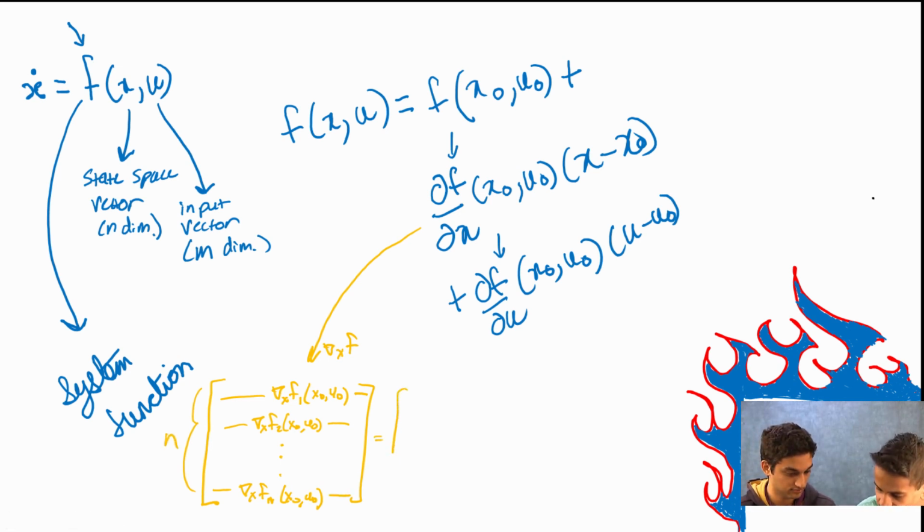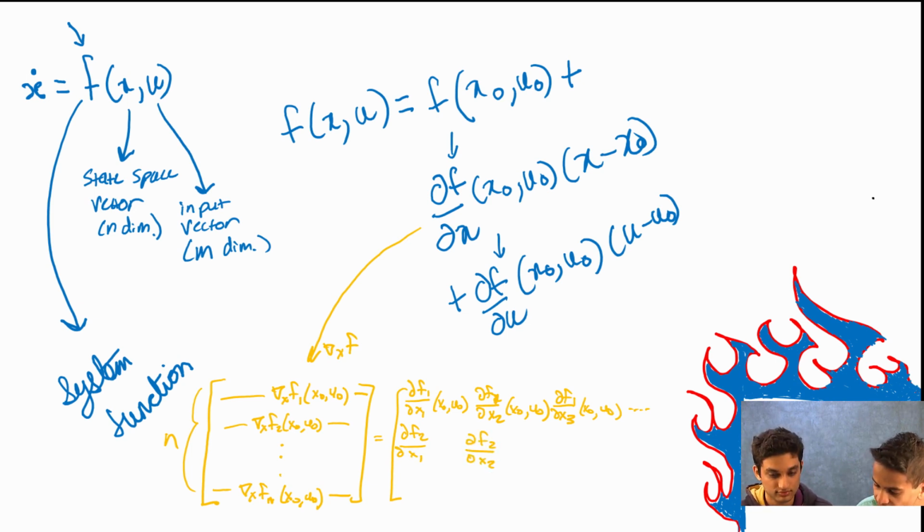So if we actually evaluated this out, it would be df1/dx1 of x naught, u naught, df1/dx2 of x naught, u naught, df1/dx3 of x naught, u naught, and so on. Similarly, the next row would be df2/dx1, df2/dx2, and this matrix continues. One way to easily figure out the dimensions you expect your Jacobian to be is to note that in this case the input is n-dimensional, and your output is also n-dimensional. This tells us that this thing should be an n by n matrix.